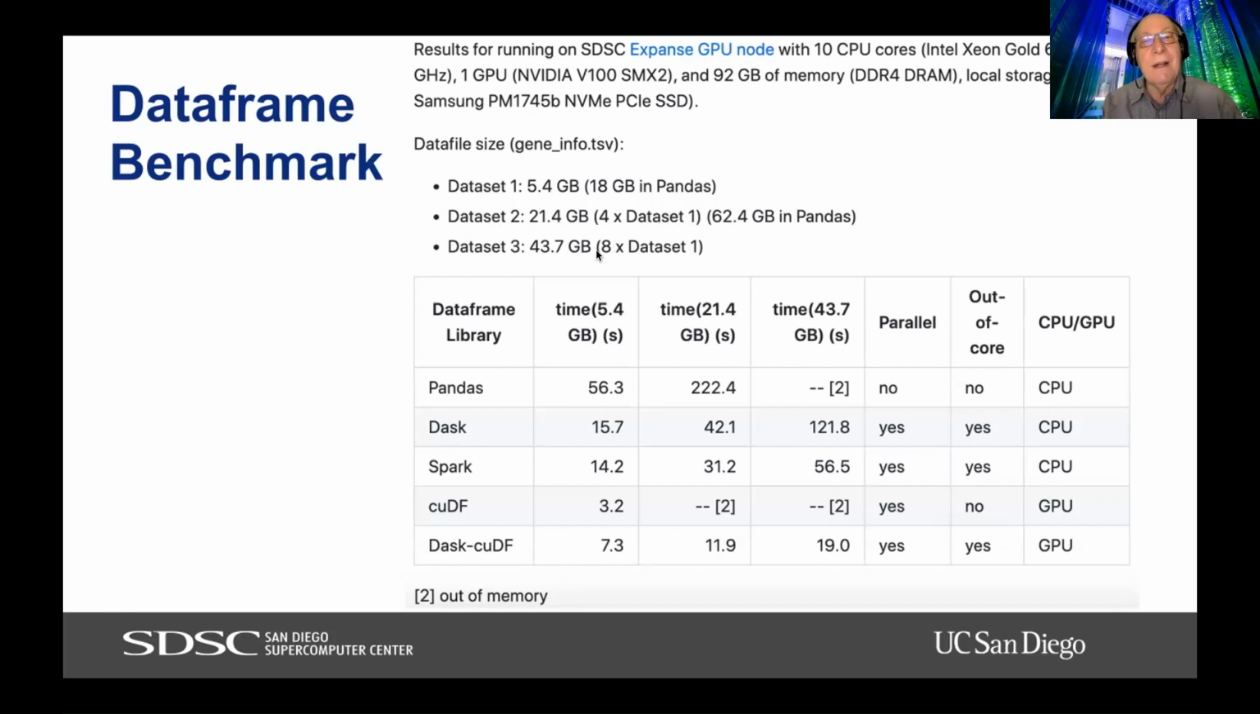On disk, it's 43 gigabytes. In memory, it's about 120 gigabytes. Now, in this case, Pandas runs out of memory. But as you see, Dask and Spark work well. Basically, CUDA-DF runs out of memory, and Dask CUDA-DF worked as well. So here you see what happens if you run larger data sets.